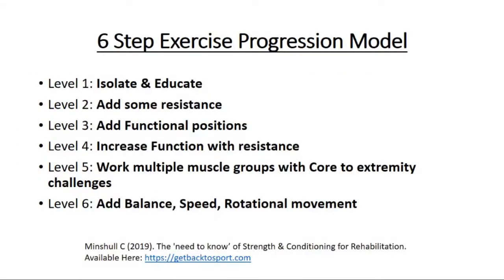So we've got our 6-step exercise progression model. Again, there's lots of other ways to do this. It's the way Claire works, it's the way I work. So we're going to do some isolation and some education. We isolate and educate, then we add some resistance, then we add functional movements or functional positions, then we increase function with resistance, then we work multiple muscle groups as we integrate that particular movement into more complicated movements, and then we add and layer components of fitness. Thumbs up in the chat if you're happy with our 6-step exercise progression model.